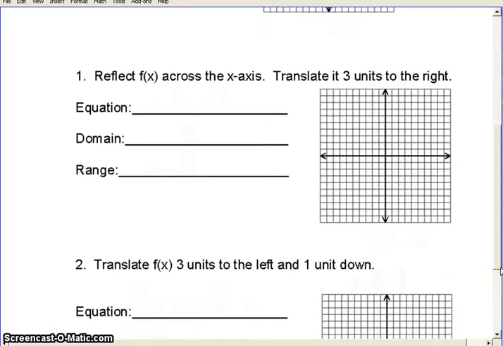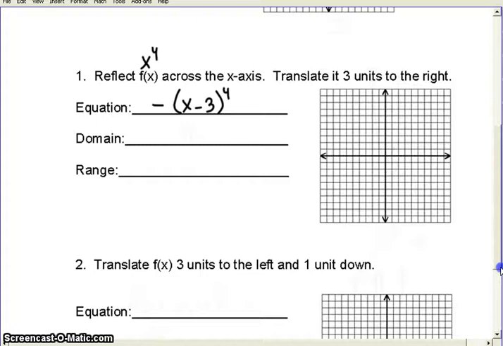First example, reflect across the x-axis and then translate it 3 units to the right. Remember, all of these notes are going to deal with x to the fourth power. So when it says reflect f of x, we're going to be talking about x to the fourth power. I'm going to start by writing the equation that shows how to reflect it and translate it 3 units to the right. All right, the negative x minus 3 to the fourth power.